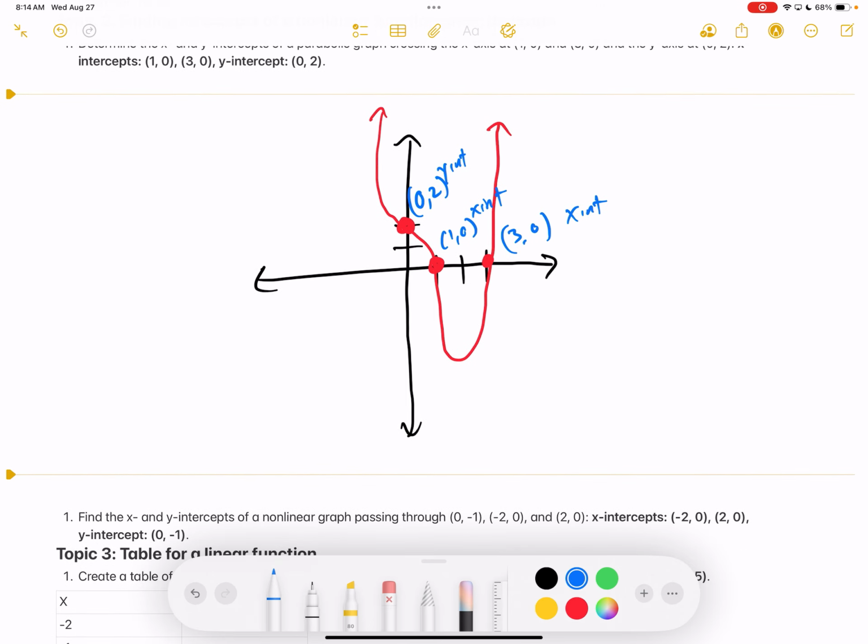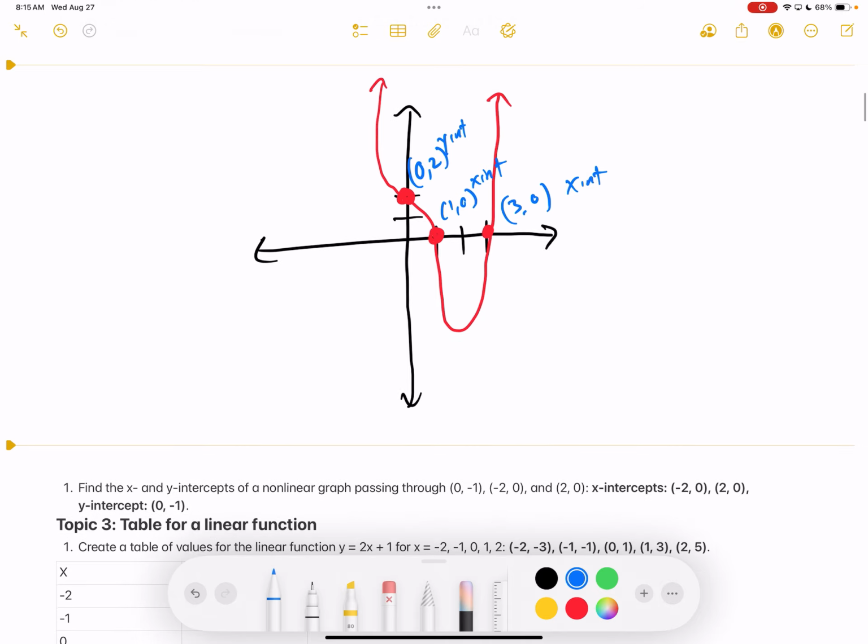They're going to give you a picture like this though, and you just got to identify where it crosses the x-axis and the y-axis. Those should be pretty easy.